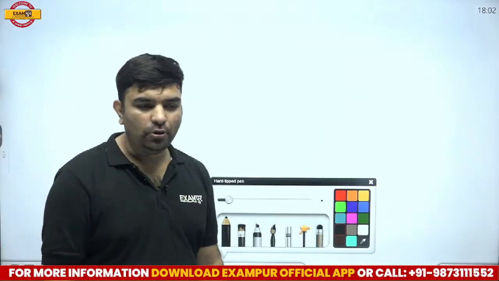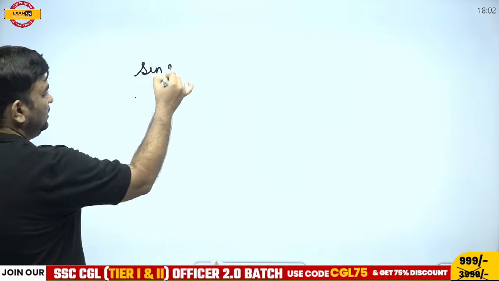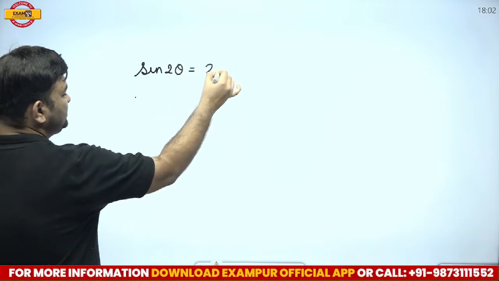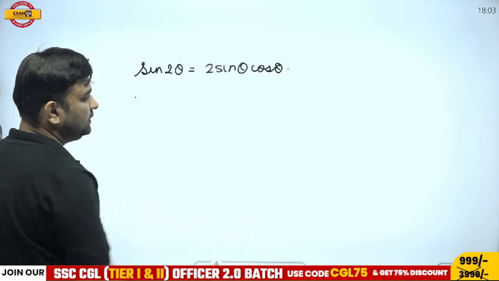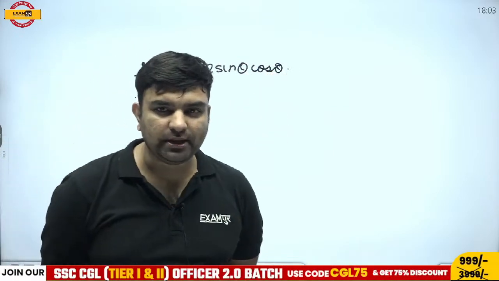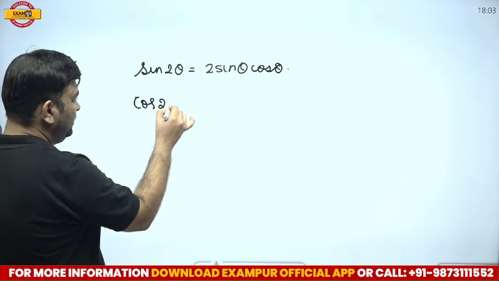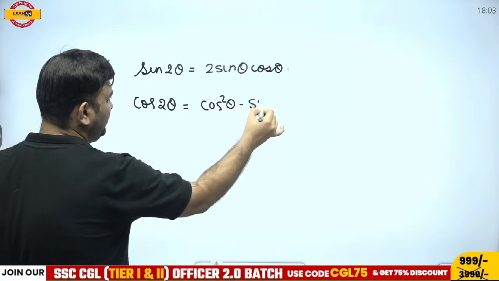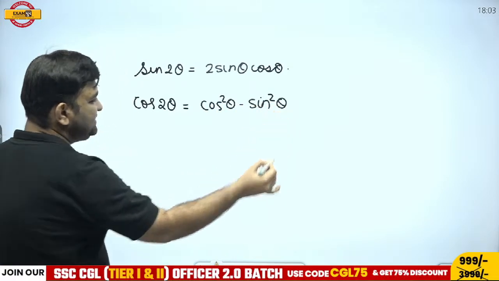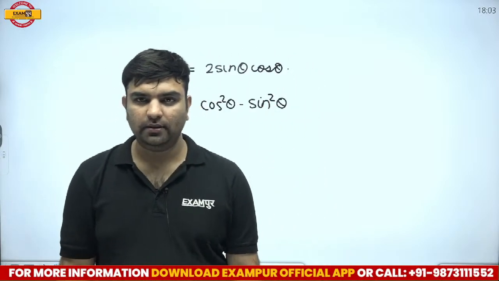If I talk about a few important things to begin with, first thing is, what is sine 2 theta? Sine 2 theta is 2 sine theta cos theta. Then what is cos 2 theta? The basic formula of cos 2 theta is cos square theta minus sine square theta.